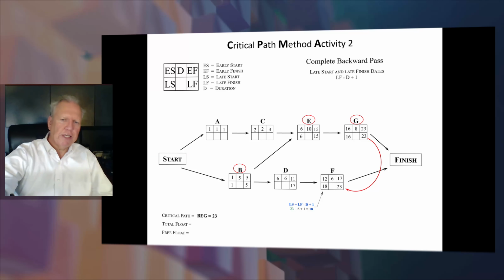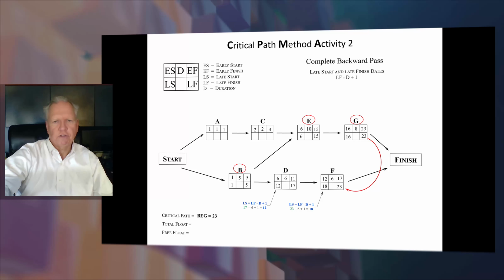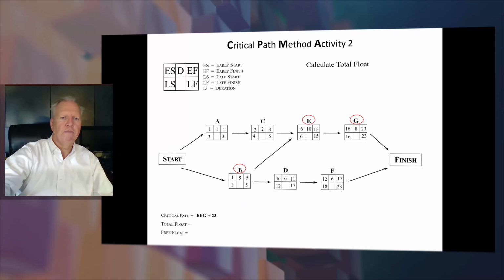Then drop it down from 18 to 17 because you're going backwards. 17 minus 6 plus 1. And then you remember C is coming off of the E, so it's 6. Go drop down to 5. 5 minus 2 plus 1. Drop it down to 3. 3 minus 1 plus 1.